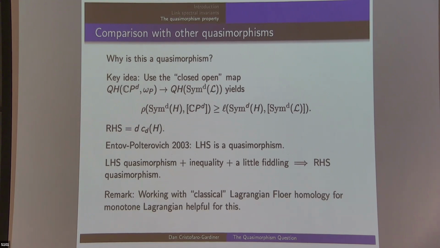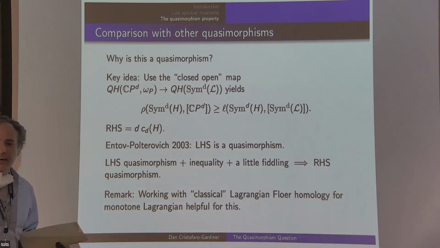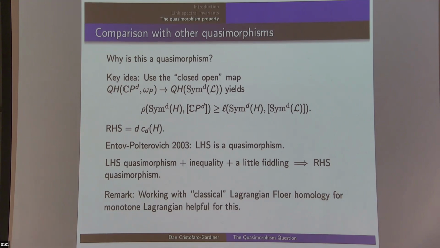Maybe the final idea I wanted to explain, and this is where it's useful to work with this classical Lagrangian Floer homology, is to try to understand why this is a quasimorphism. I've defined an invariant for you, but it's supposed to have some algebraic properties. The target is closed-open with HF. Yeah, sorry, that's right, I wrote the wrong thing.